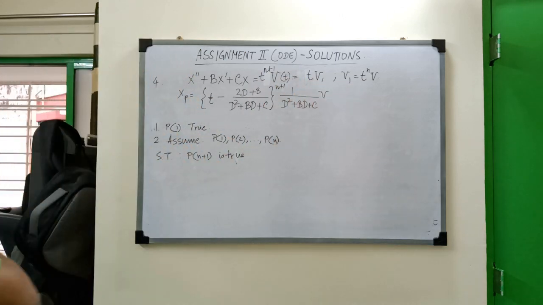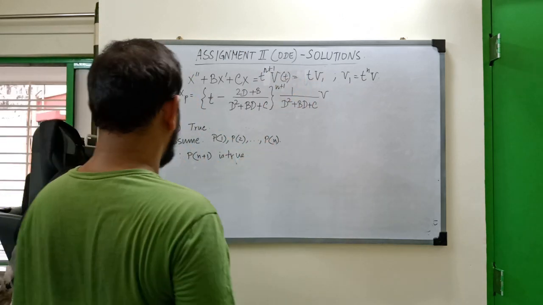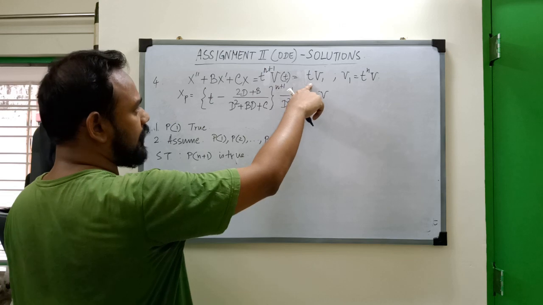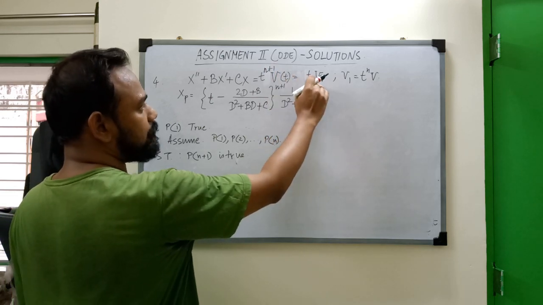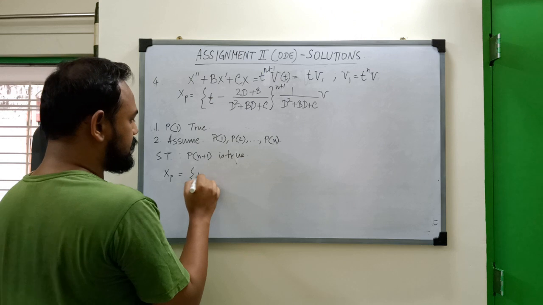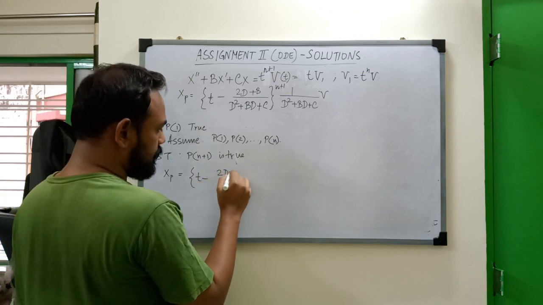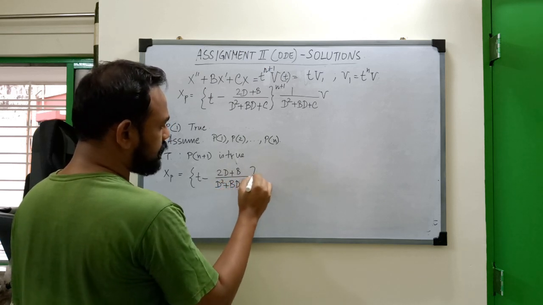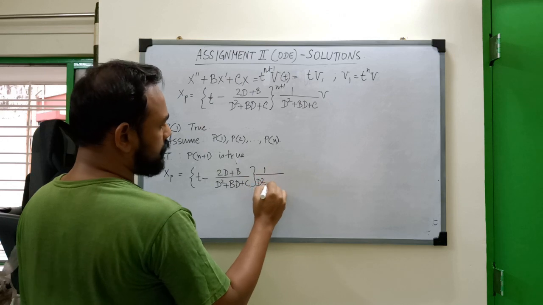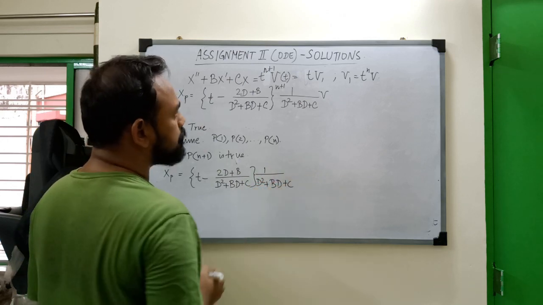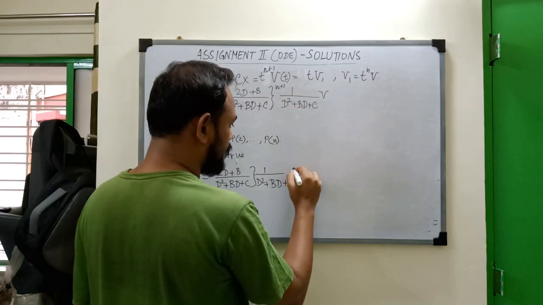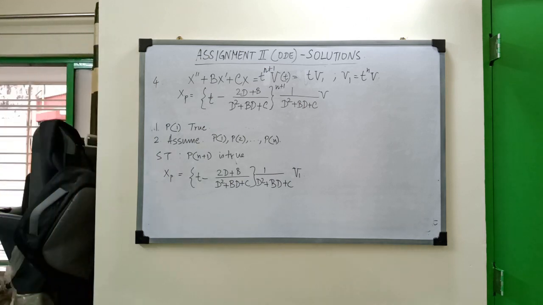But we know how to solve this with a V1. So xp for this differential equation, now forget this. I'm looking at this. This was just t minus 2D plus b over D squared plus bD plus c, D squared plus bD plus c on V1, because I'm looking at the right hand side like this. So on V1. Is that fine?